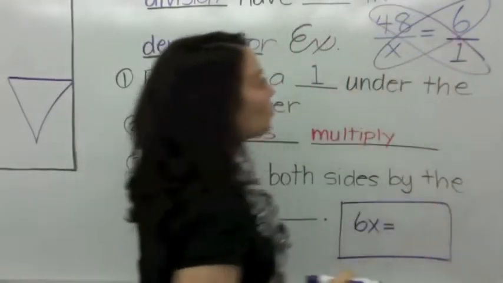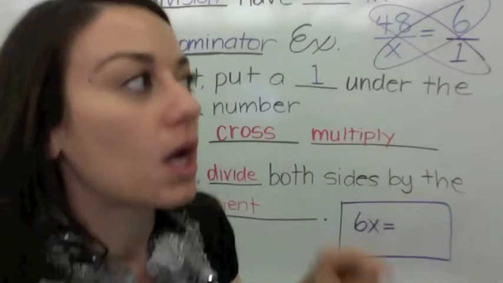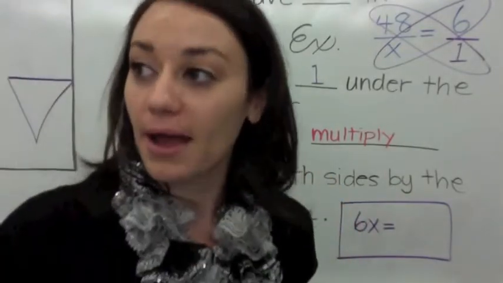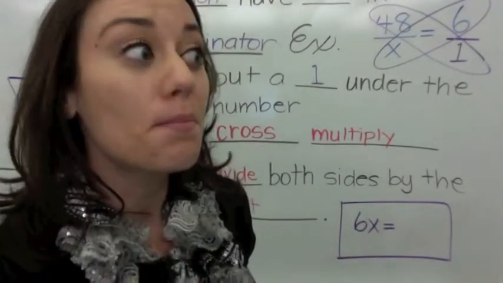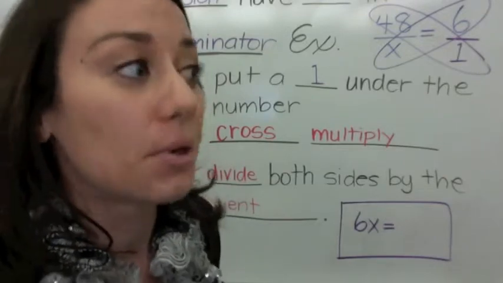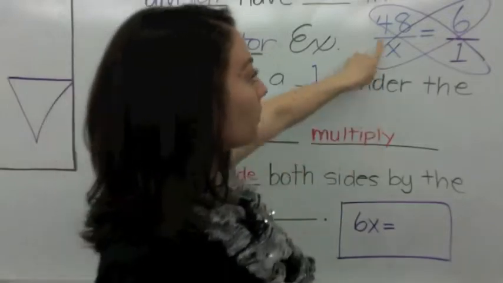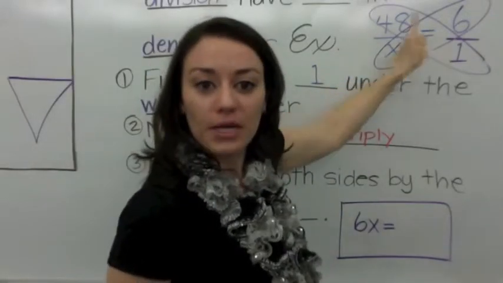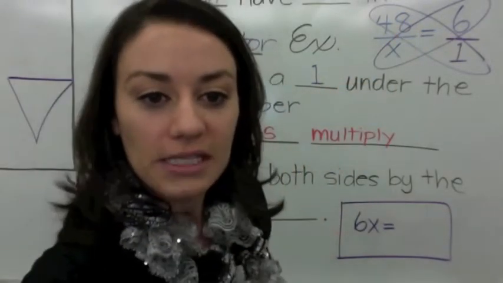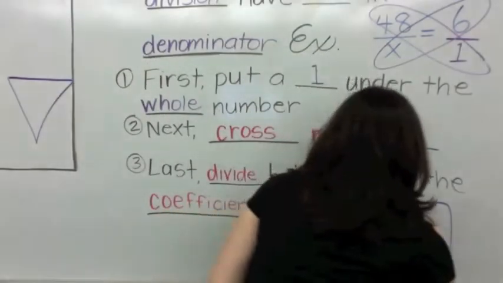48 times 1. Any number times 1 is that number. Say it. Any number times 1 is that number. What is the number? The number is 48.